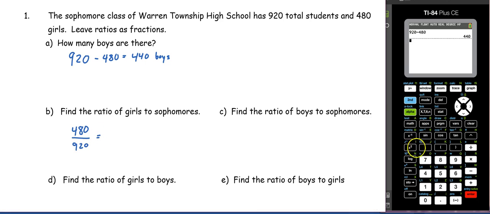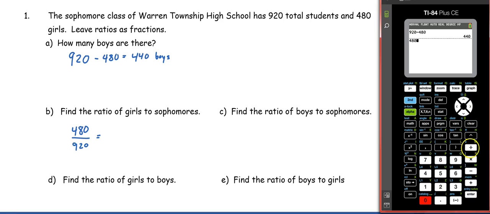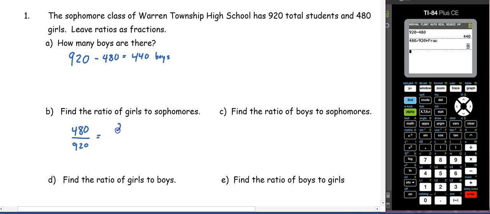And we're going to reduce that ratio. Remember, we can use the calculator to help us do that. So we can do 480 divided by 920. And then we can hit math, which is the third key down. So second, alpha, and then math. And we're going to hit the first option. So we just hit enter 2 times. And this will give us our reduced fraction, which is 12 over 23. So that means for every 12 girls, there's 23 total people in the class.